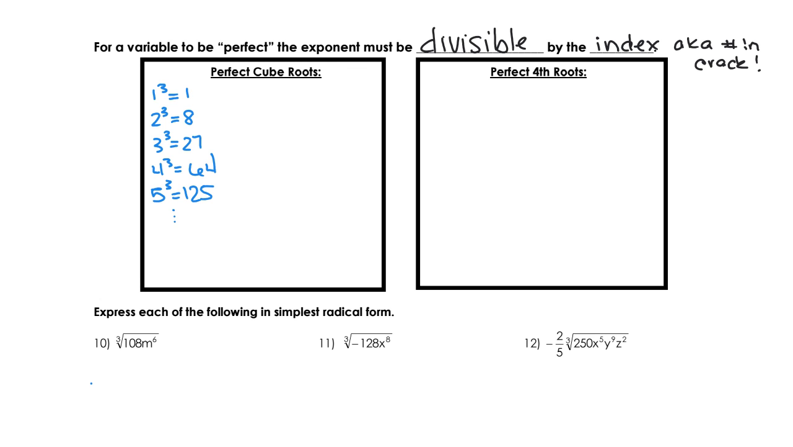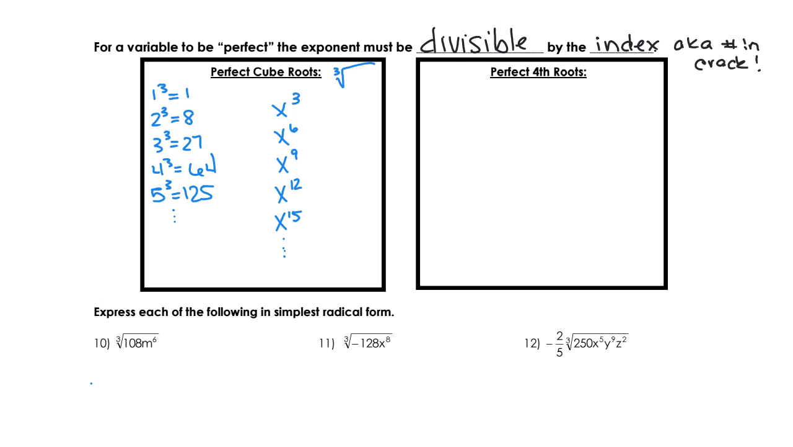When we're talking about variables, we have to remember that they have to have an exponent that's divisible by the number in the crack. And since these are cube roots, the number in the crack will be a 3. So x to the 3rd will be perfect. X to the 6th will be perfect. X to the 9th will be perfect. X to the 12th will be perfect. X to the 15th will be perfect. And they continue on.